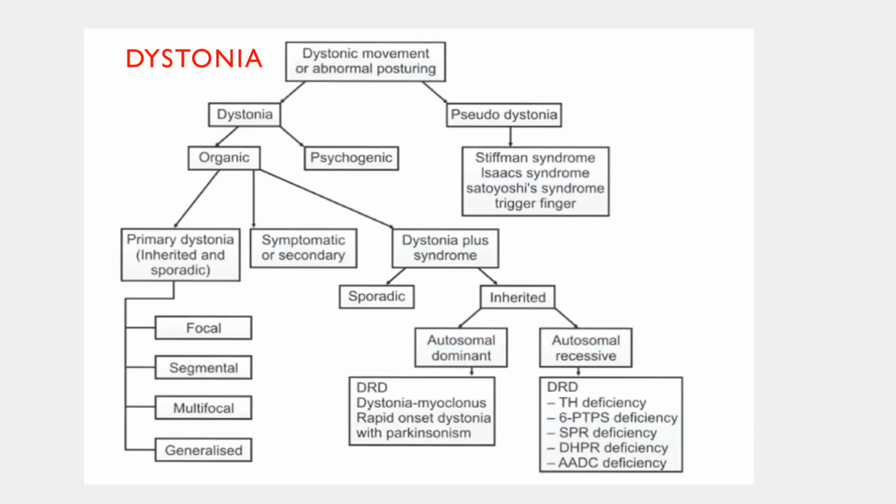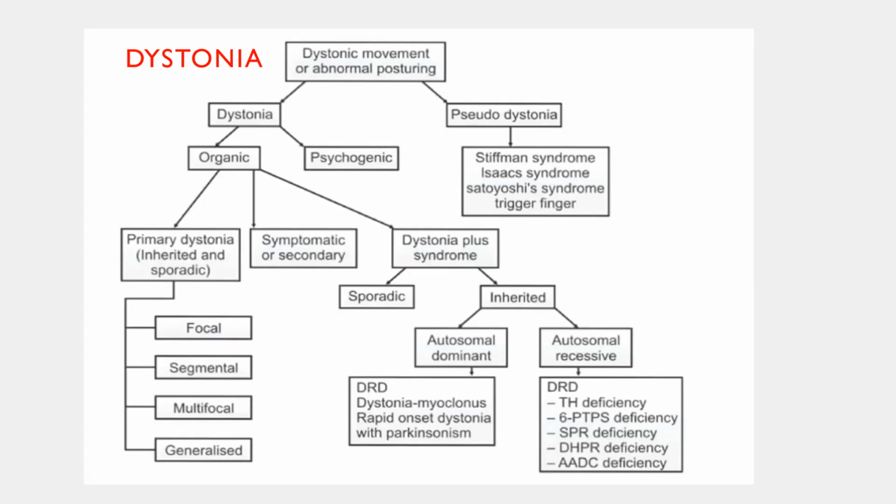Okay, just remember the names. Focal, one part. Segmental is consecutive parts. Multifocal is involvement of multiple parts of the body. Say, for example, the patient is having bilateral upper limb, that is multifocal. In a right upper limb, two segments, that is segmental. In a right upper limb, only one segment, that is focal. If a patient is having truncal dystonia along with the multifocal dystonia, that is called generalized dystonia.